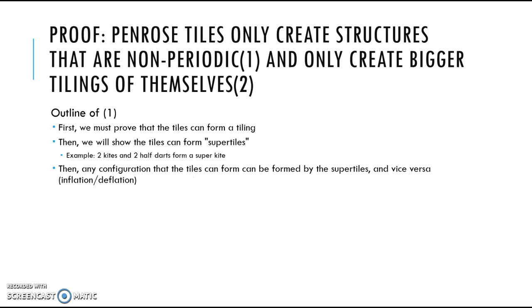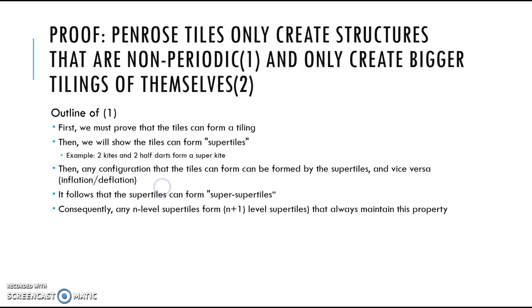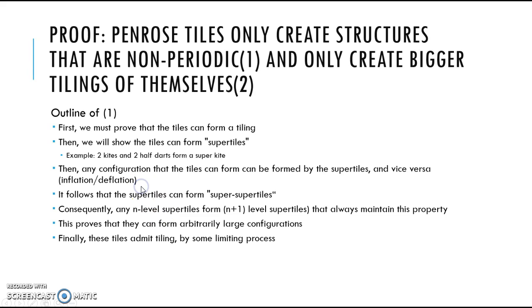This is called either inflation or deflation. So basically with any structure, you can make it bigger or you can reduce it smaller. So it follows that if we can make a super tile, then we can make a super tile of that, and so on and so forth. So consequently, any n level super tiles form an n+1 level super tile that always maintain that property. So that proves that we can form arbitrarily large configurations that are non-periodic.